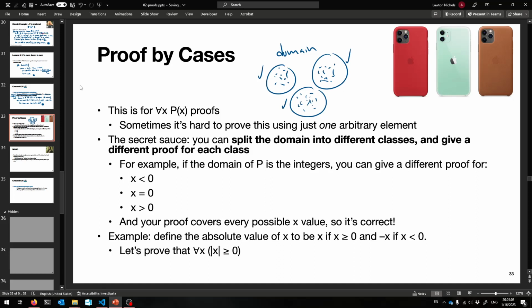And in sum, they have proven that the theorem is true for the entire domain. Okay, I hope that makes sense. You can give a different proof for each class. Sometimes it's easier to specialize like that.